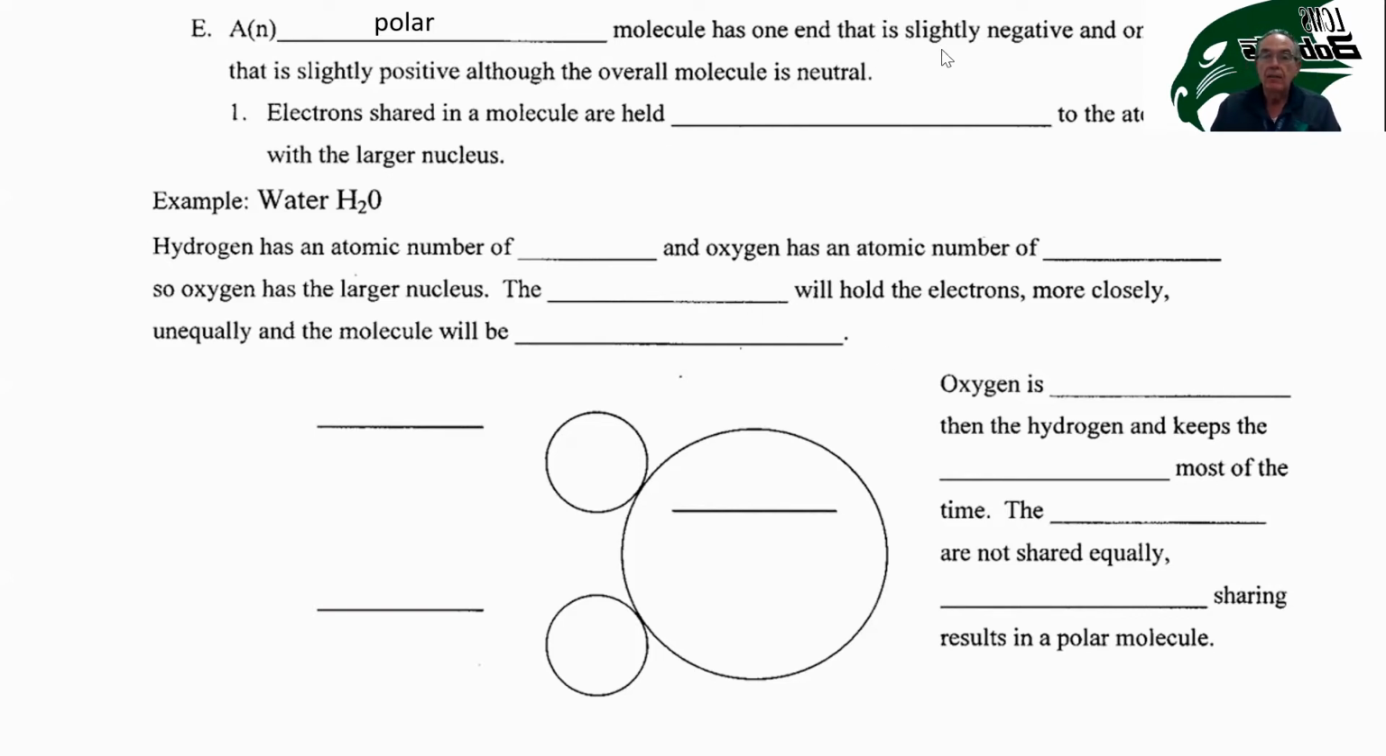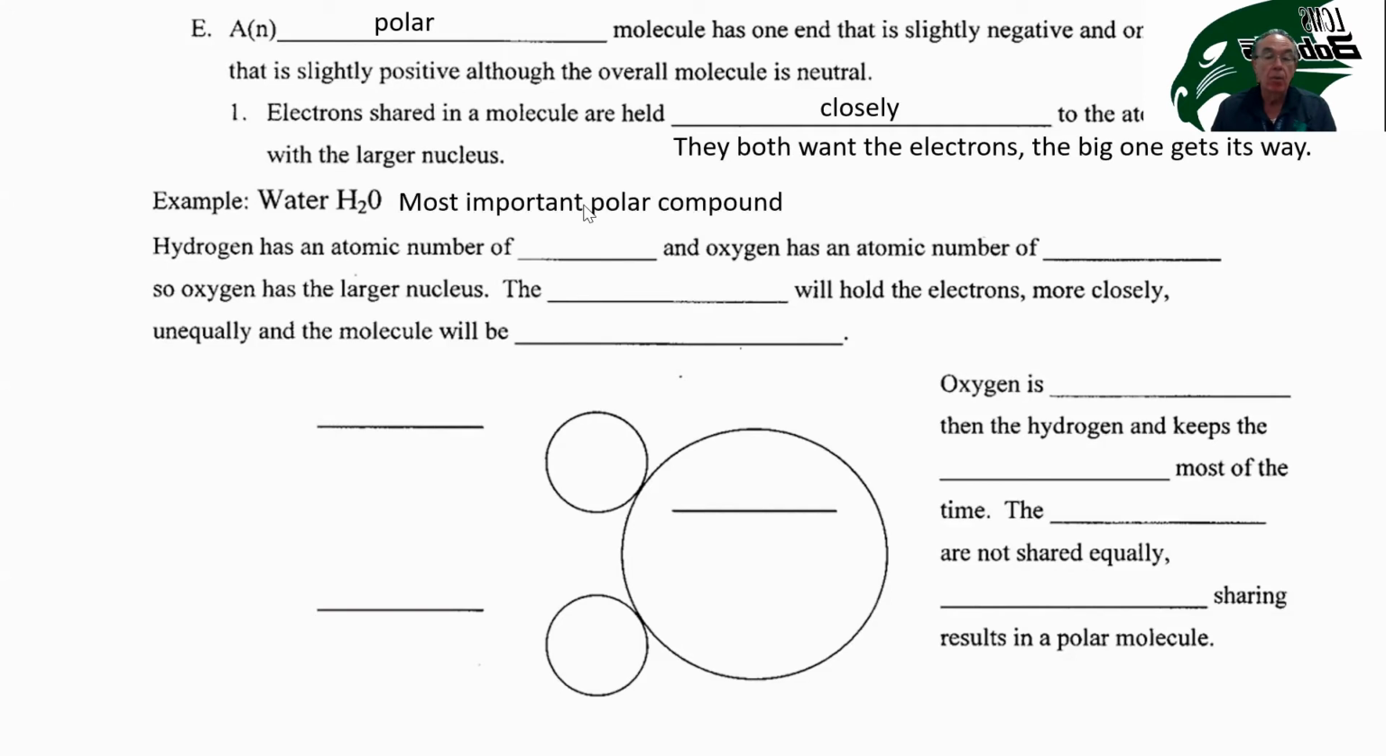So it says one molecule has an end that's slightly negative, and one end that's slightly positive. Overall, the molecule is neutral. Like I just explained, the big one sort of does not share equally, or picks on the little one and is like, well, we both want to share this, but I'm bigger than you, so I get what I want, and I'm going to keep these electrons that we both want most of the time. So I put in notes, the electrons shared in a molecule are held more closely to the atoms with the larger nucleus. They both want the electron, but the big one gets its way.